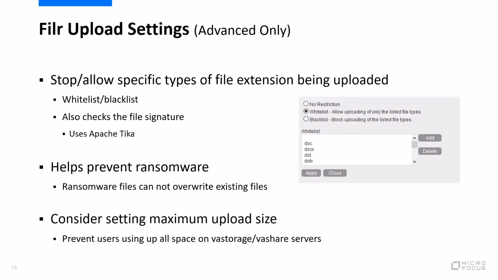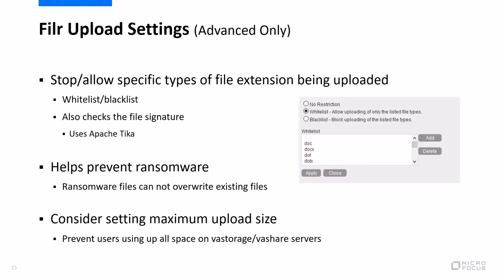Some other settings, and this one is actually in Filr Advanced only, is that you can limit what file types are allowed to be uploaded into the system. So you've got an option for a whitelist or blacklist. I tend to use a whitelist. The reason for that is that we use a technology called Apache Tika that checks the signature of the file. So that can help prevent ransomware being uploaded into your system and indeed overwriting existing files that may exist there.